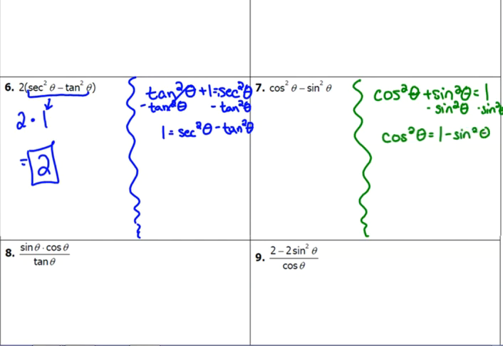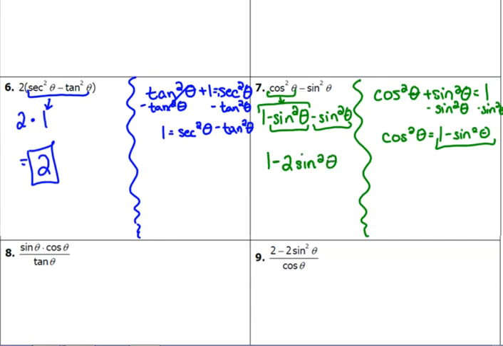So since cosine squared is listed first, let's solve this for cosine squared. That means we're going to subtract sine squared to the other side, and we are going to substitute this expression in for cosine squared. Cosine squared is equal to 1 minus sine squared of theta, and we already have a minus sine squared of theta in the problem. This is our substitution. And then the minus sine squared was already there.